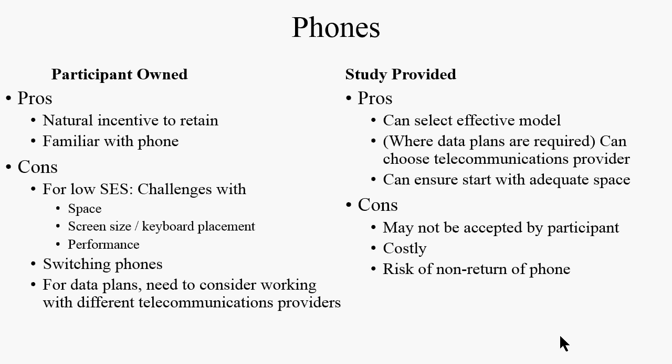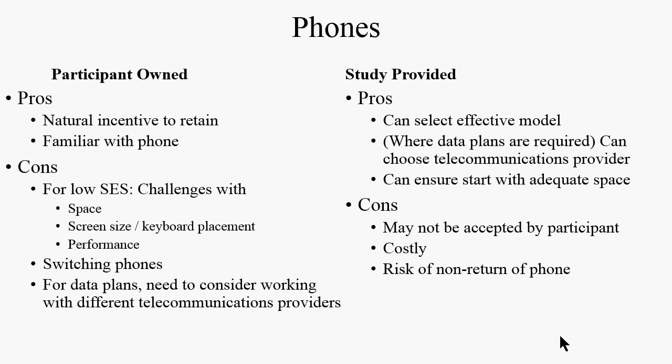So by selecting your model, you can standardize around that model. Tech support is very familiar with the model. Fewer variables there. You can choose the telecommunications provider. You're providing this phone, and you can ensure that it starts with adequate space. Now, they could download 100 cat videos in the first week and fill it up, but at least it starts with adequate space, and you can sidestep a lot of the most common issues with space or speed of the phone, etc. The cons is it may not be accepted by participants.